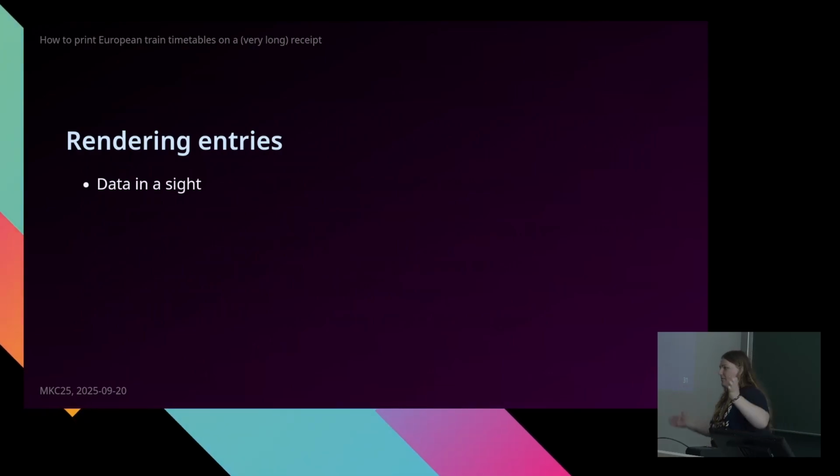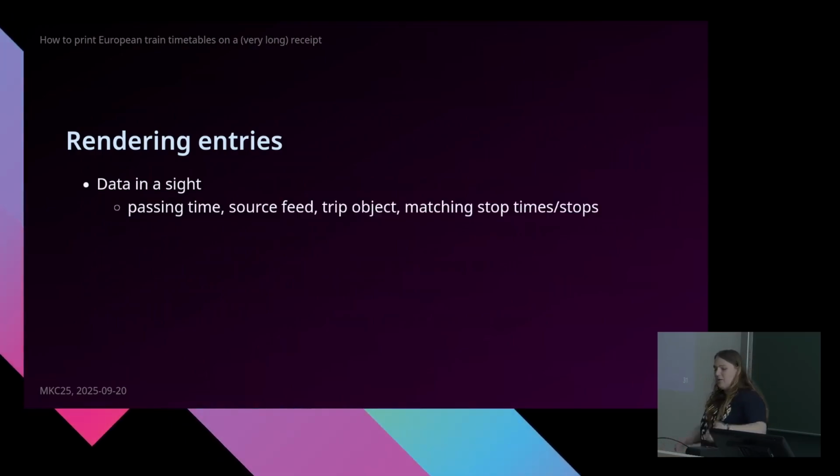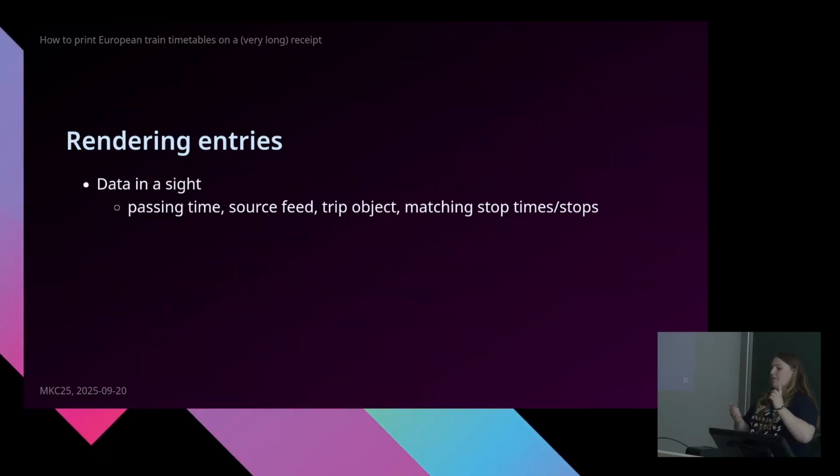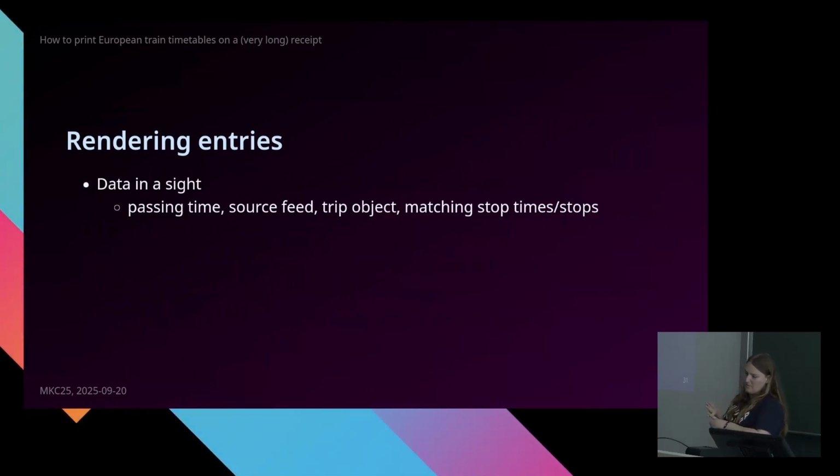So how are we going to render it in a receipt? What data do we have in a site? Pretty simple. What time does the train pass by? What feed does it come from? The actual trip, and then all of its stops.